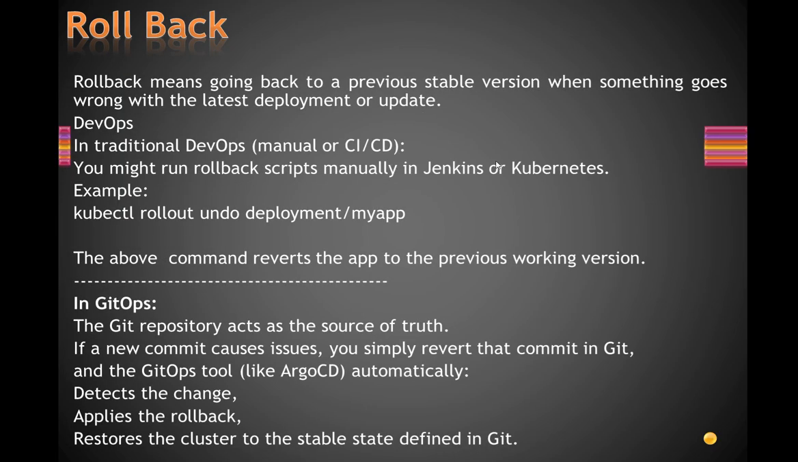Rollback. Rollback means going back to a previous stable version when something goes wrong with the latest deployment or update. In traditional DevOps, manual or CI/CD, you might run rollback scripts manually in Jenkins or Kubernetes. Example, kubectl rollout undo deployment. We can use this command to get back to a stable version. The above command reverts the app to the previous working version. In GitOps, the Git repository acts as the source of truth. If a new commit causes issues, you simply revert the commit in Git. And the GitOps tool like Argo CD automatically detects the changes, applies the rollback, and restores the cluster to the stable state defined in Git.